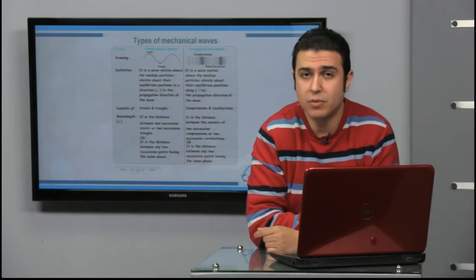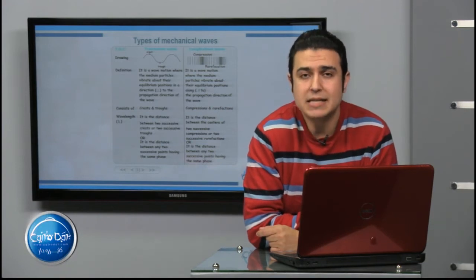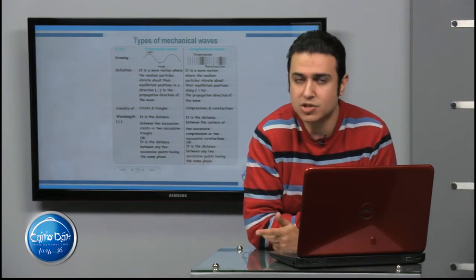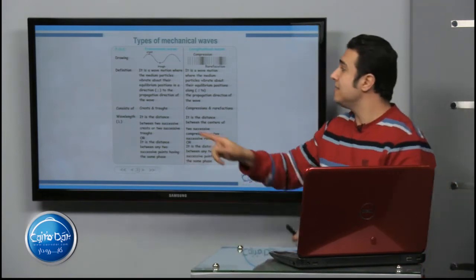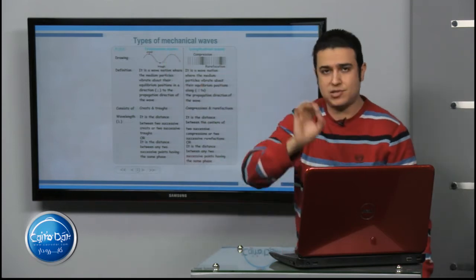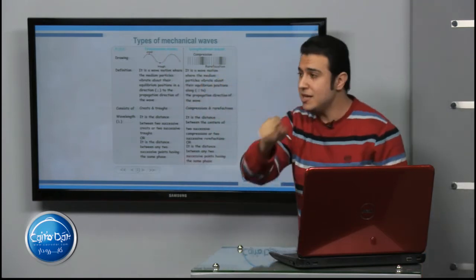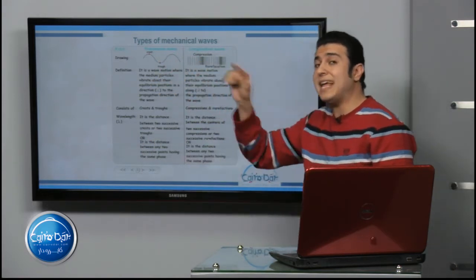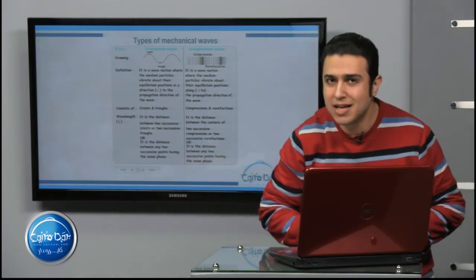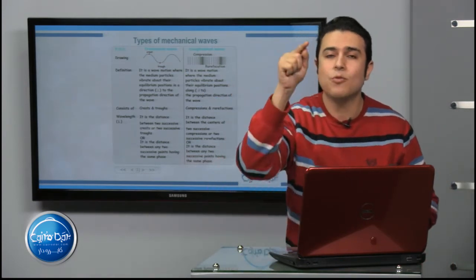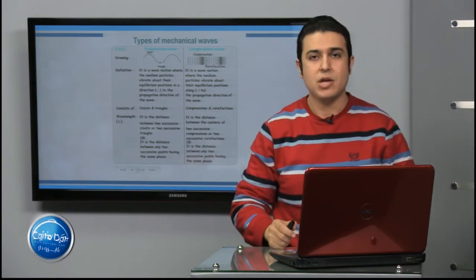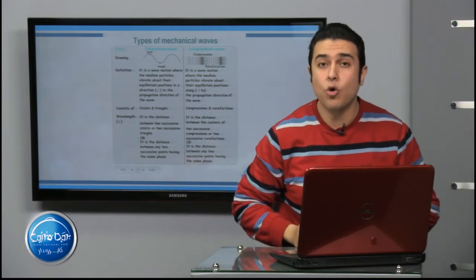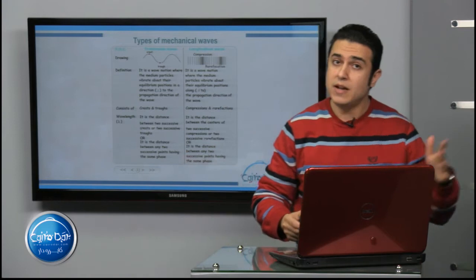What about the definition of the wavelength? Wavelength is symbolized by lambda. What is meant by wavelength? In the case of a transverse wave, wavelength means the distance between two successive crests, or the distance between two successive troughs. If you have a trough and another trough here, the distance between them is called the wavelength. That's for the wavelength of the transverse wave.